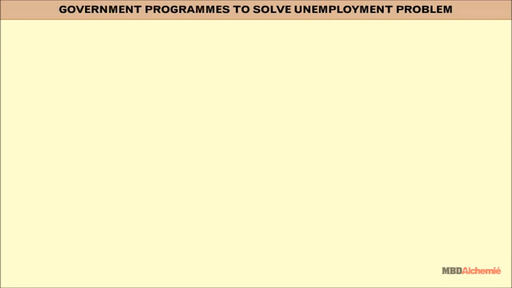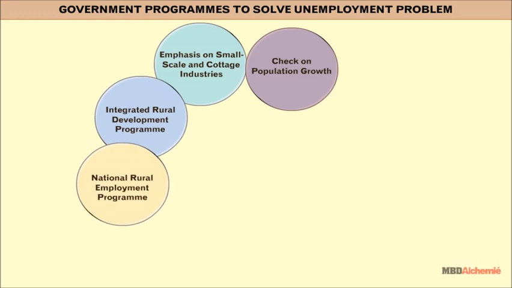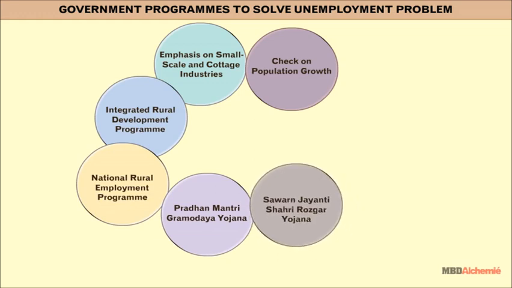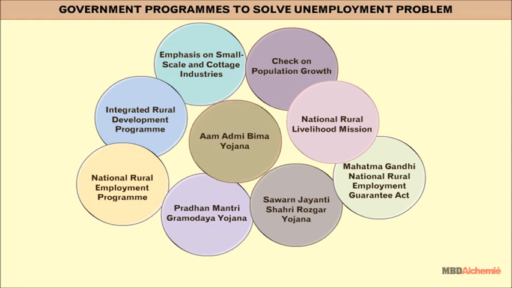Government programs to solve unemployment problem. Government put emphasis on small-scale and cottage industries, check on population growth, Integrated Rural Development Program, National Rural Employment Program, Pradhan Mantri Gramodaya Yojana, Swarna Jayanti Shahri Rozgar Yojana, Mahatma Gandhi National Rural Employment Guarantee Act, National Rural Livelihood Mission, and Aam Aadmi Bima Yojana.